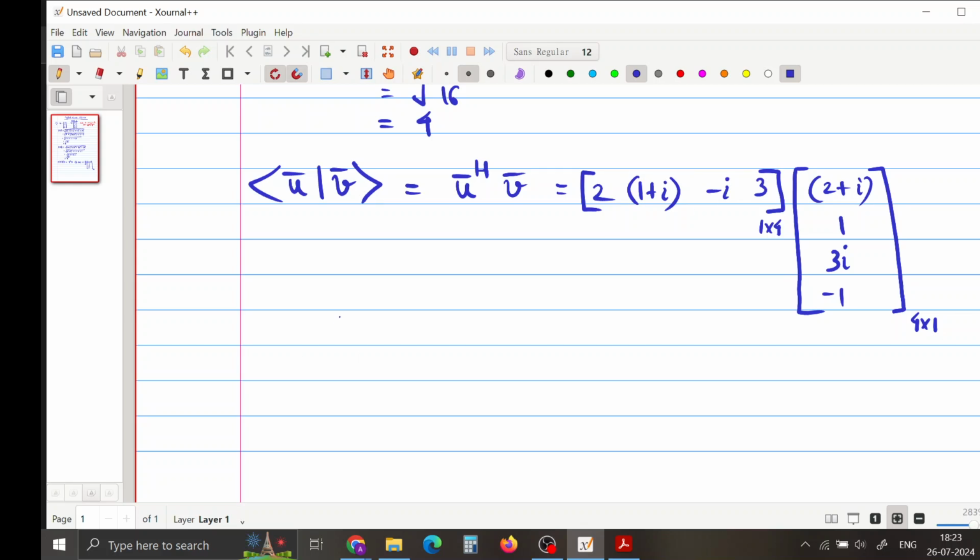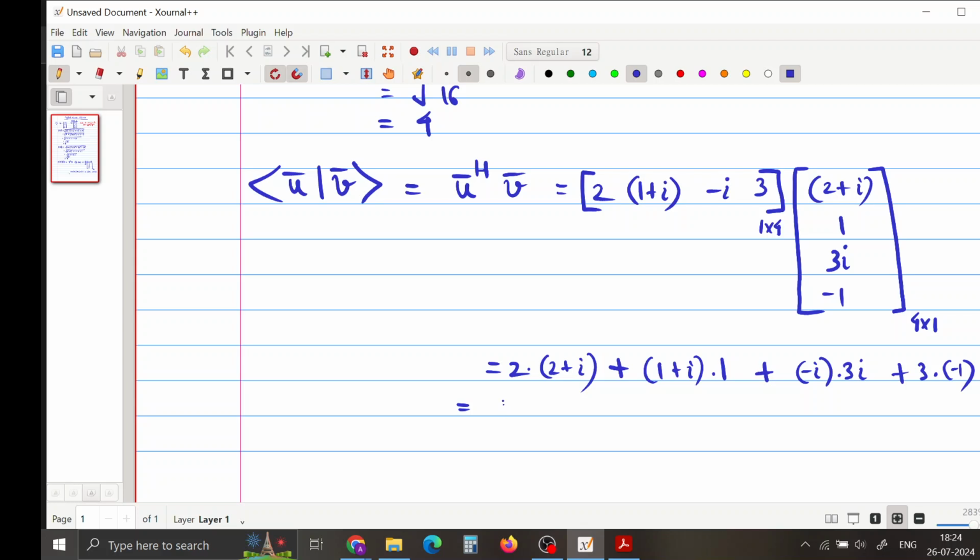So now what is the result of this? We have to just take the pointwise product, which is 2 times, this is the first element here, this is the first element here, so multiply them together. So 2 times 2 plus i. Now this is the second element here, this is the second element here, multiply them together. And we'll keep adding the terms, so plus 1 plus i into 1. Similarly, multiply the third elements together and add them up, plus minus i into 3i, and lastly 3 into minus 1, sorry.